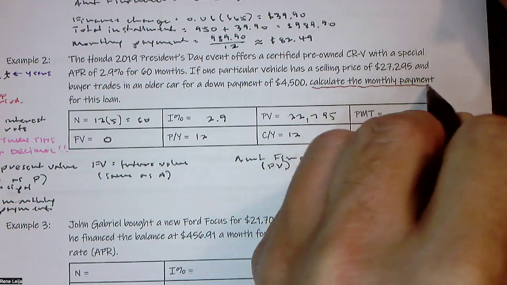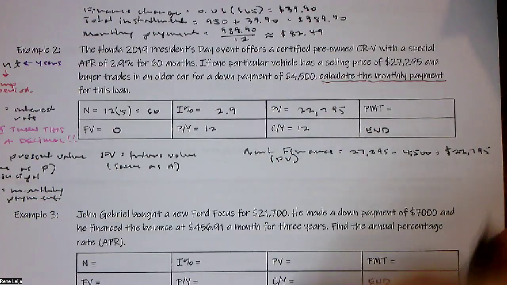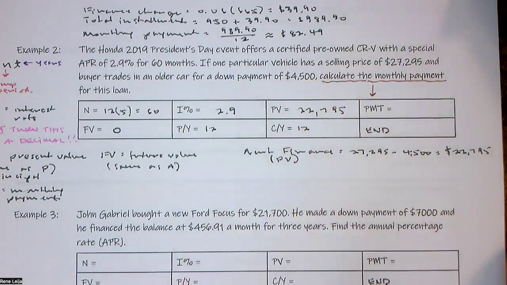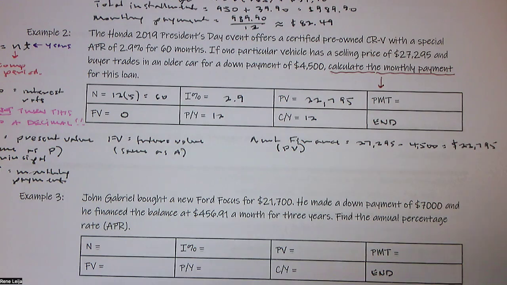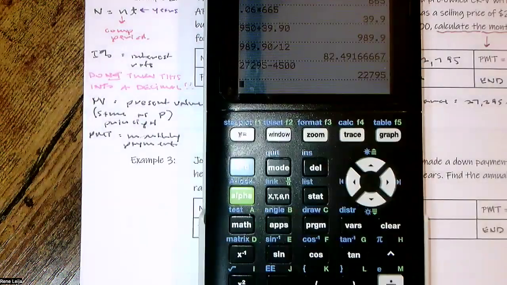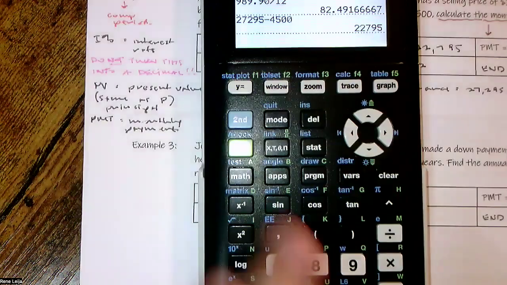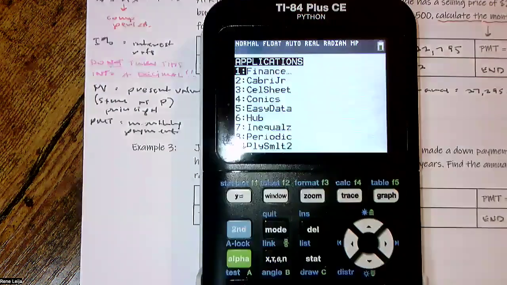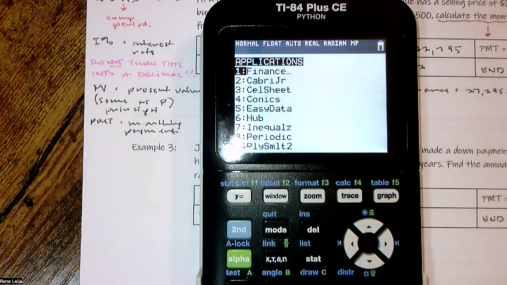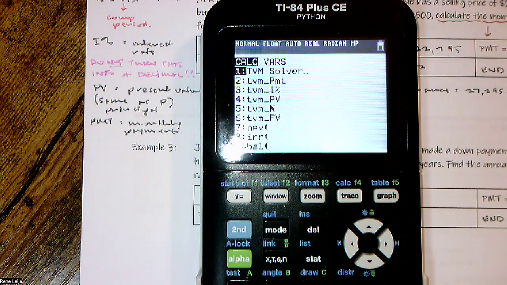Calculate the monthly payment, which is that. Okay. So here's how we're going to do this. You're going to press apps and then press enter for number 1. It's selected. So we want to go under finance and then the TVM solver.